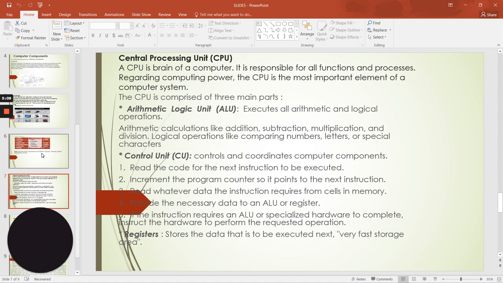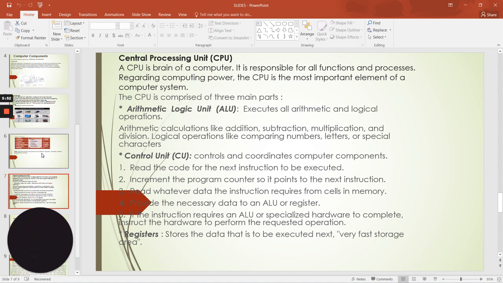Then number two, we have control unit, CU. It controls and coordinates computer components. Read the code for the next instruction to be executed. Increment the program counter so it points to the next instruction. Read whatever data the instruction requires from cells in memory. Provide the necessary data to an arithmetic logical unit or register. If the instruction requires an ALU or special hardware to complete, instruct the hardware to perform the requested operation.